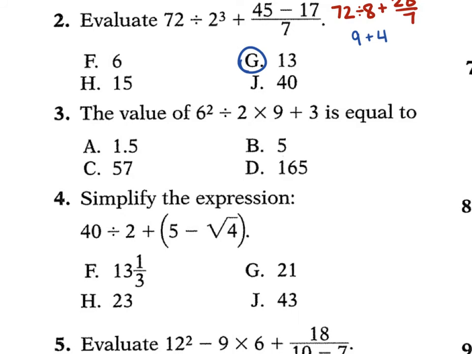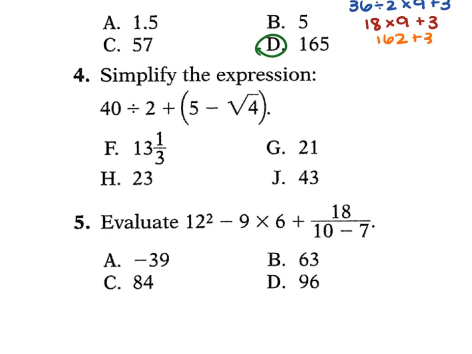For 3, the value of 6 squared divided by 2 times 9 plus 3 is equal to, well, 6 squared is 36. Divided by 2 times 9 plus 3. 36 divided by 2 would be next. So you would have 18 times 9 plus 3. 18 times 9 gives us 162. Plus 3 is 165, so D.